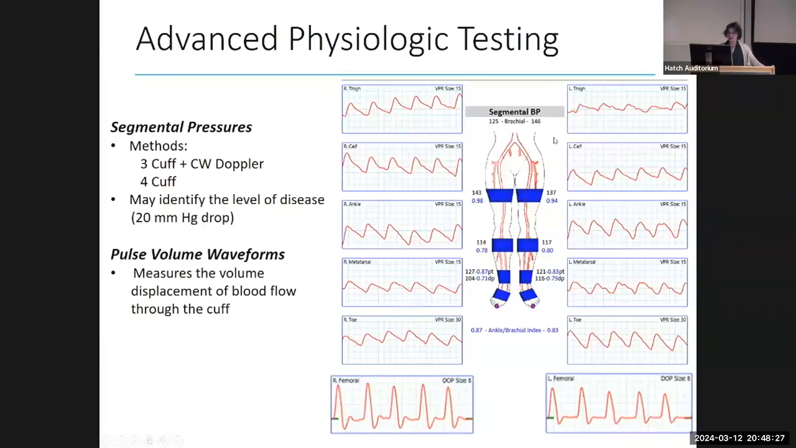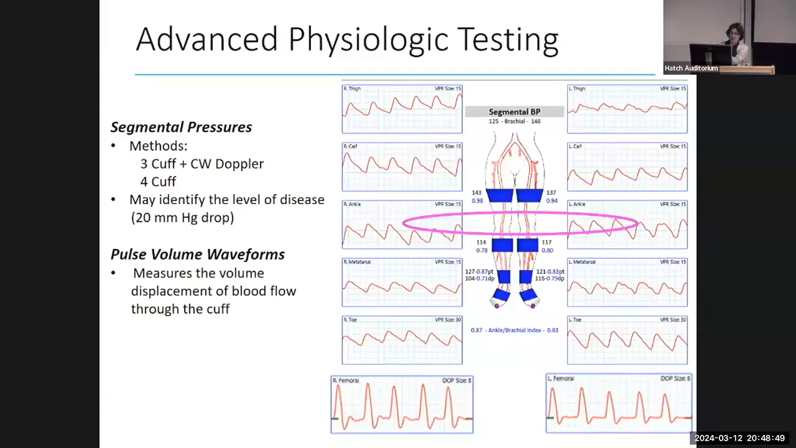So now we want to find the level. If we go from 146 to 143 in the right thigh, we're still within 20 to 114. There's our drop. And it doesn't have a further drop after that. We see the same level of drop on the left side. So this patient has bilateral femoral popliteal artery disease.